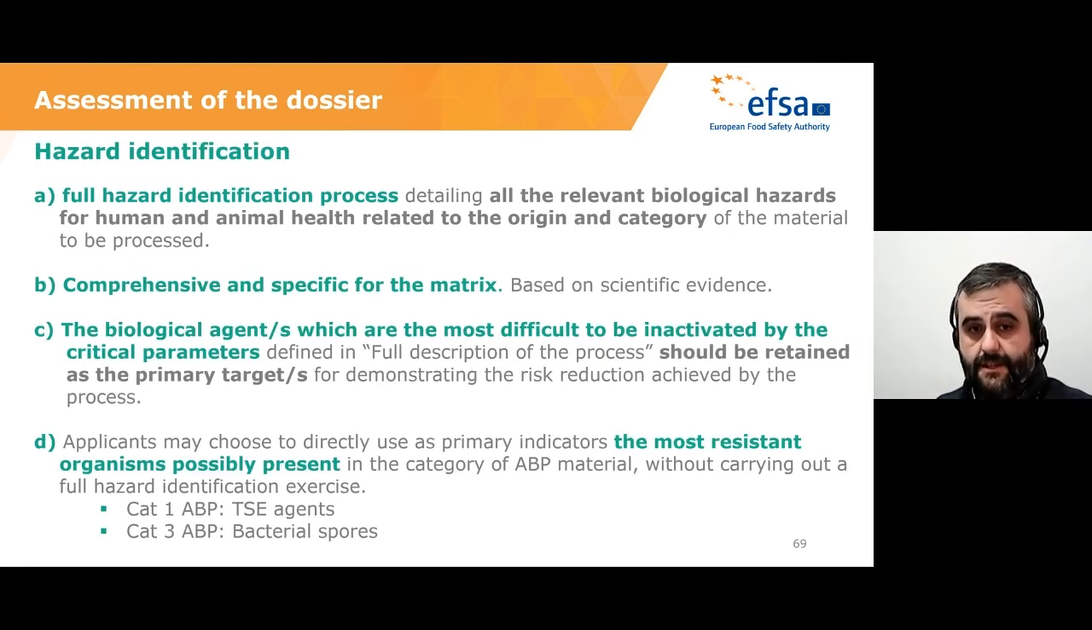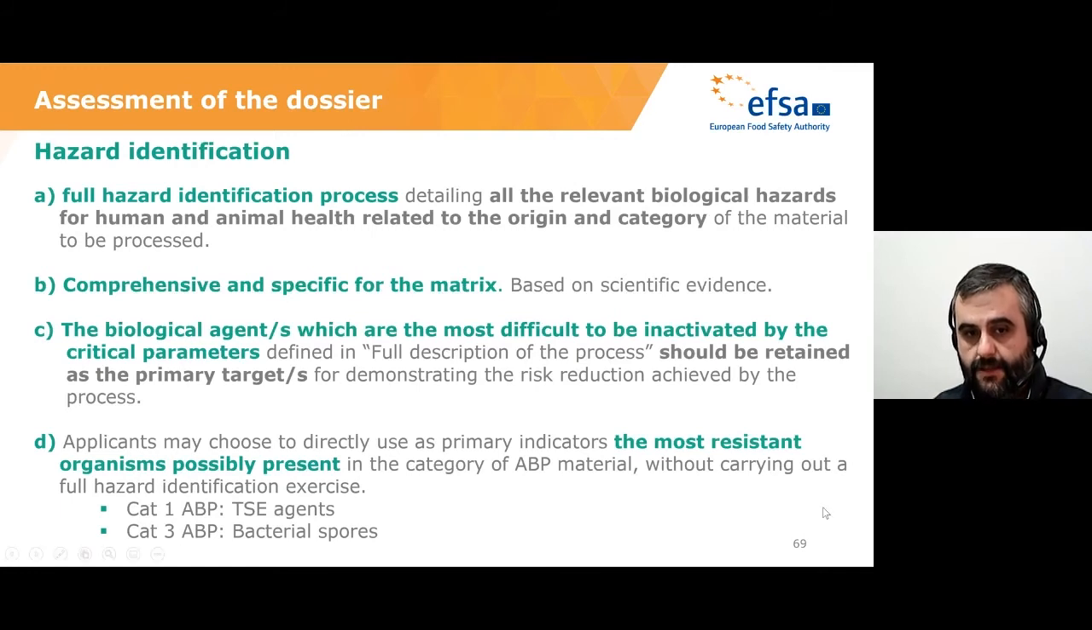Then once this hazard identification is fully done, the applicant should pick among all the hazards that may be present those that are most difficult to be inactivated by the critical parameters. And this should be retained as the primary target for demonstrating the risk reduction achieved by the process. So let's say that we are talking about a thermal process. Among all the hazards identified, the applicant should retain the most thermoresistant hazards that could be present in the material. And whenever it proves that the level of reduction is achieved for the most thermoresistant bacteria, for the most thermoresistant virus, etc., according to the standards that I just explained, that should be okay.